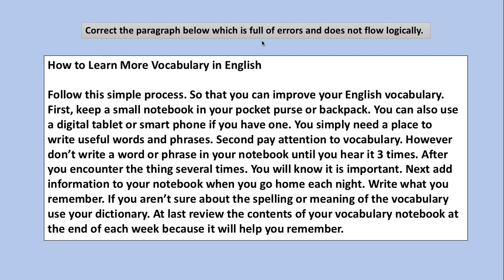Here's a paragraph which is full of errors, and it does not flow logically. I'm going to give you a moment to read the paragraph. So pause the video and read the paragraph to yourself and see if you can brainstorm some ideas as to how to help this be more readable, create a more logically readable tone.